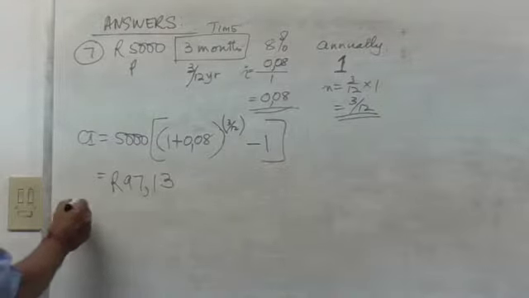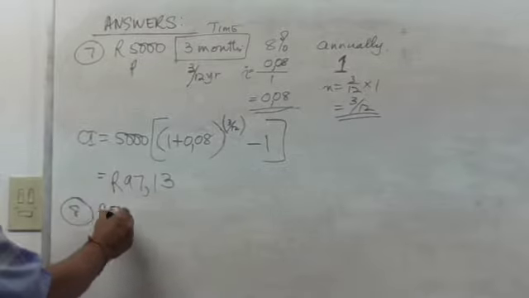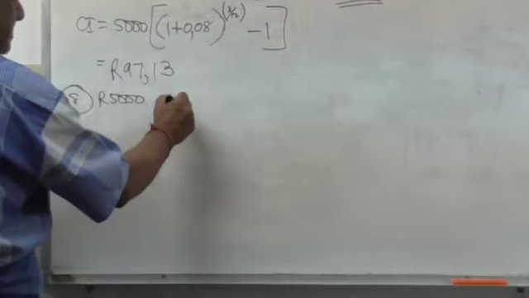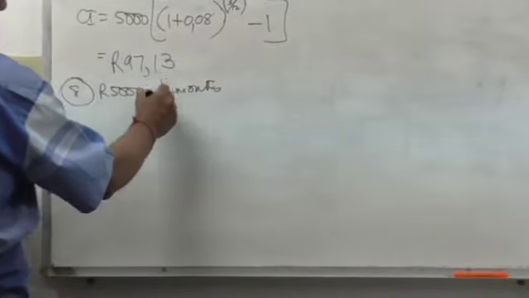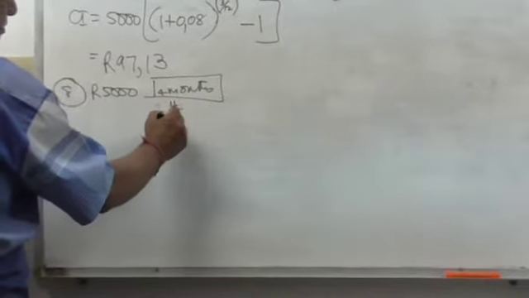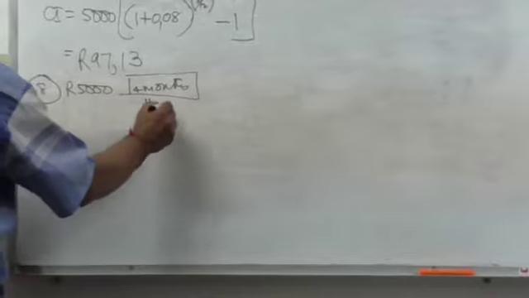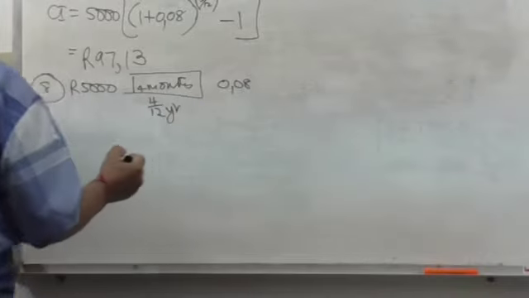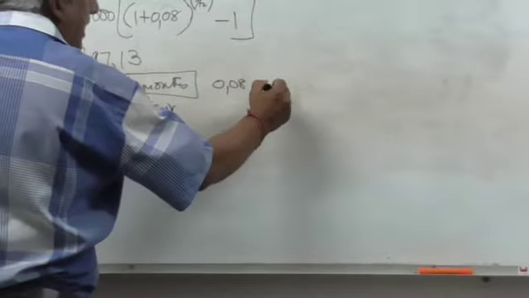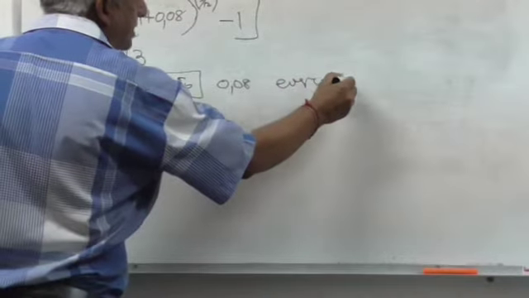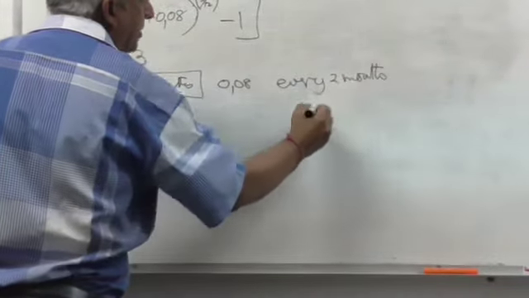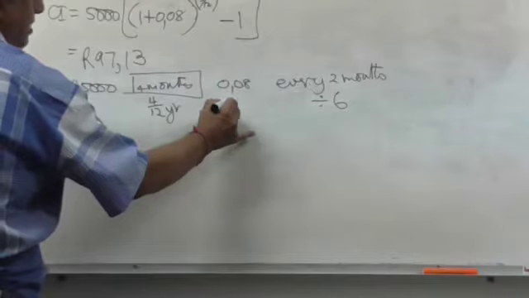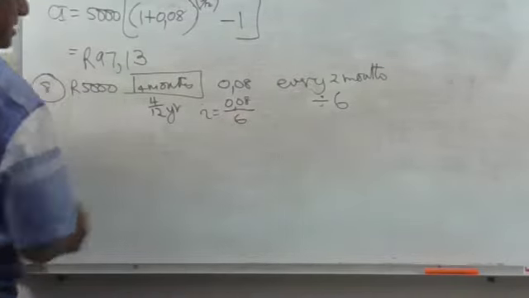Similarly, number 8, the amount is still 5,000 and the time is 4 months. So the time is 4 months. The time has to be changed. It will become 4 over 12 years. The interest rate is still the same, 0,08. And this time it's not annually, now it's every 2 months. That means I must divide by 6. So the i will be 0,08 divided by 6.